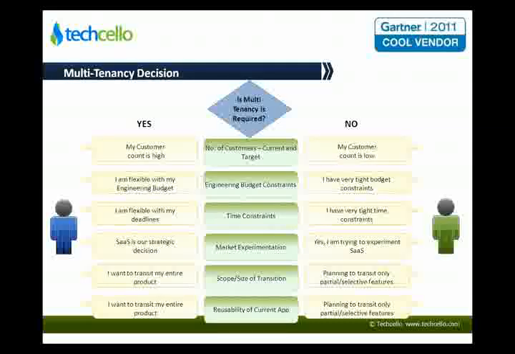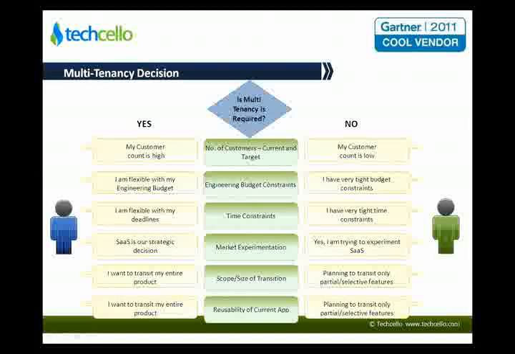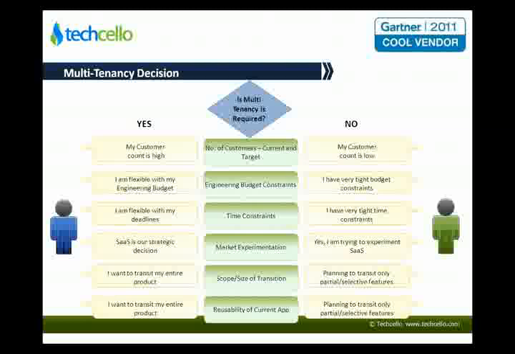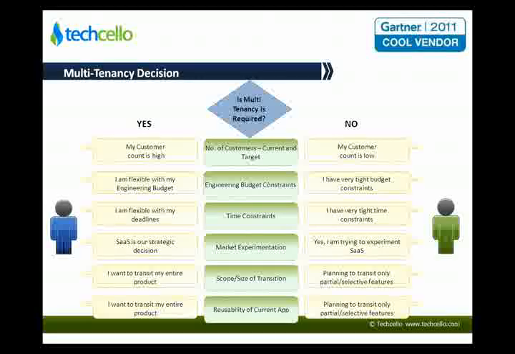Scope and size of transition. If you are looking at only a very specific feature to be put on SaaS, then very quickly you can experiment with that by going to a single-tenant model. Now again, reusability of the current app is another factor. If you have a very huge product and you want to reuse it because it's very risky to rewrite it, then you would tend towards a single-tenant model.